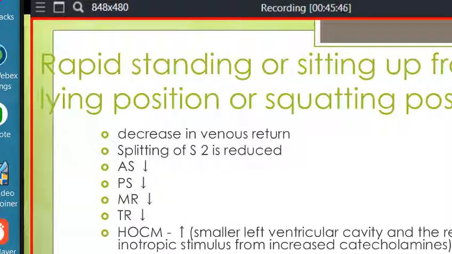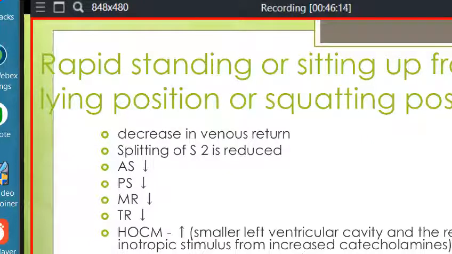Then we come to the reduction in venous return, which happens when you rapidly stand from a sitting position or a lying position, or you assume a squatting posture. So what happens? There's a decrease in venous return. The splitting of the second heart sound is reduced. The aortic stenotic murmur is reduced. The pulmonic stenotic murmur is reduced. Mitral regurgitation murmur is reduced. Tricuspid regurgitation murmur is reduced.